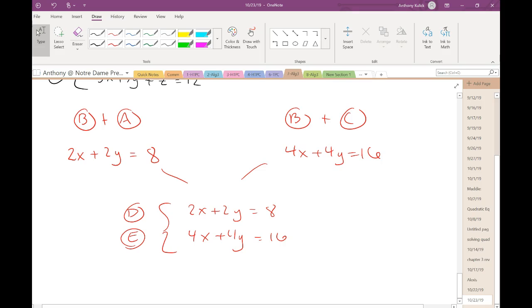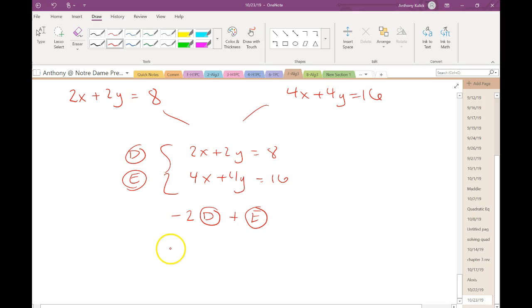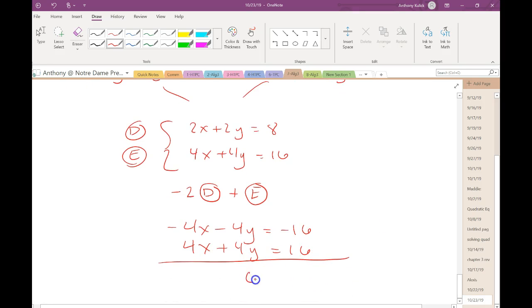Okay, what variable do you want to eliminate now? Sure, they're about the same. What do I have to do to eliminate x's? Negative 2 times equation D plus equation E, right? That's negative 4x minus 4y equals negative 16. When I do that, everything cancels out on both sides.